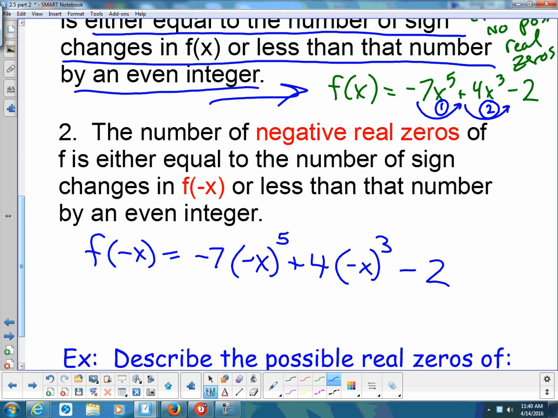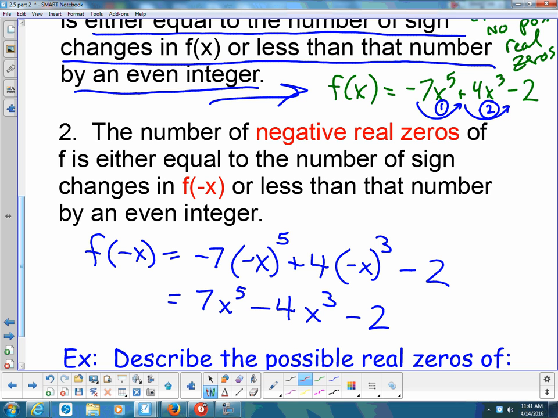What's negative x raised to the fifth? Is that going to be positive x to the fifth or negative x to the fifth? Negative. And I'm going to multiply that by a negative 7, so isn't that going to give me a positive 7x to the fifth? And then here, negative x to the third, or negative x quantity to the third, is that going to be positive x to the third or negative x to the third? Negative, because it's an odd quantity of negatives, and that's being multiplied by a positive 4, so isn't that going to give me a minus 4x to the third? And then we have minus 2.